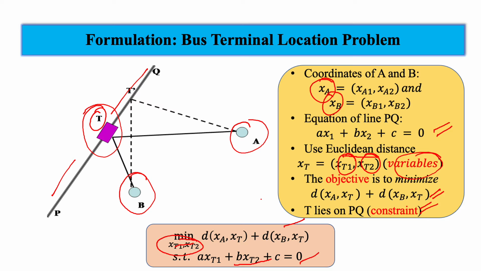Now the problem can be varied a little bit. Suppose instead of a straight line, this bus terminal should lie on the line segment PQ, which is collinear, curvilinear. And the bus terminal should lie on this collinear segment PQ. And if we know the equation of the collinear segment PQ, we can use that equation instead of this line equation and reformulate this optimization problem.